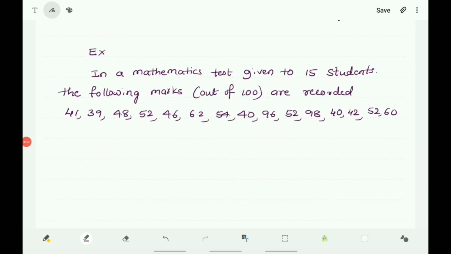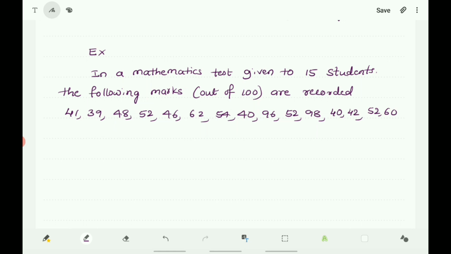Now let us take an example here. In a mathematics test given to 15 students, the following marks out of 100 are recorded: 41, 39, 48, 52, 46, 62, 54, 40, 96, 52, 98, 40, 42, 52, 60. And here we have to find out mean, median and mode, which are the three measures of central tendencies.